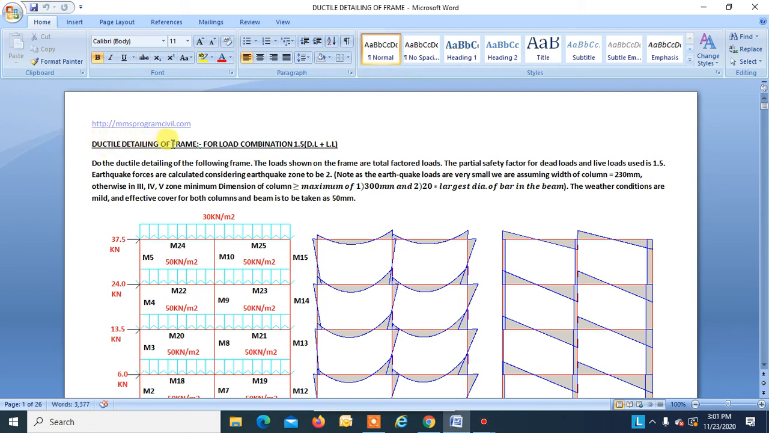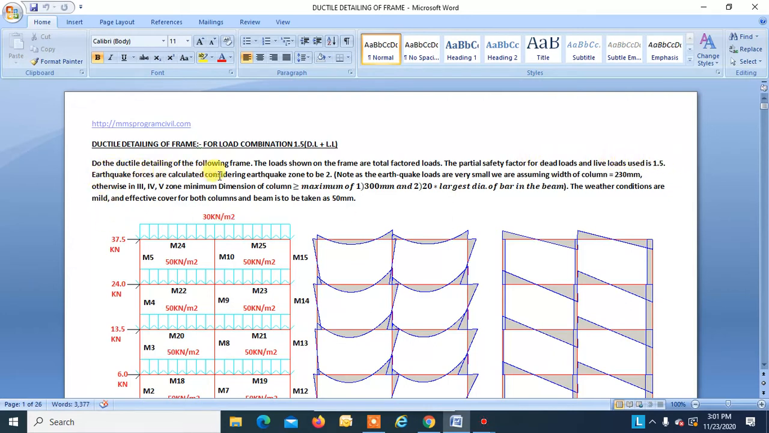Ductile detailing of frame for load combination dead load plus live load into load factor 1.5. Do the ductile detailing of the following frame. The loads shown on the frame are total factored loads. The partial safety factor for dead loads and live loads used is 1.5.